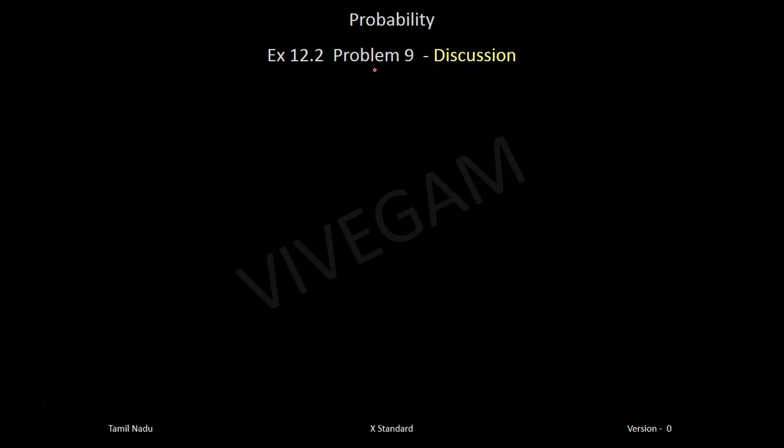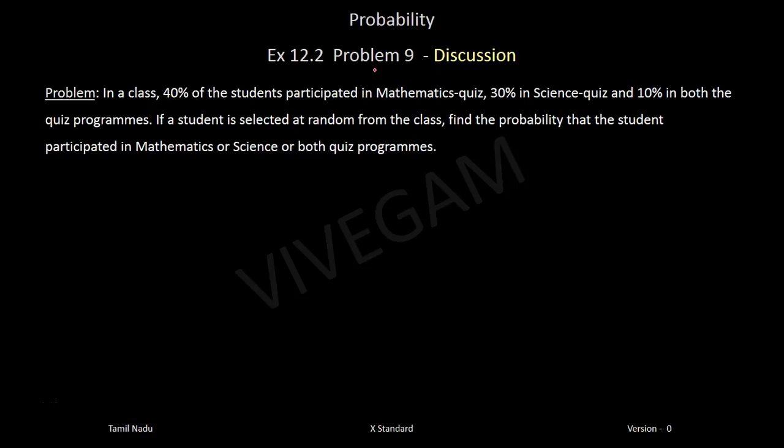Exercise 12.2, Problem 9, Discussion. In a class, 40% of the students participated in mathematics quiz, 30% in science quiz, and 10% in both the quiz programs. If a student is selected at random from the class, find the probability that the student participated in mathematics or science or both quiz programs.